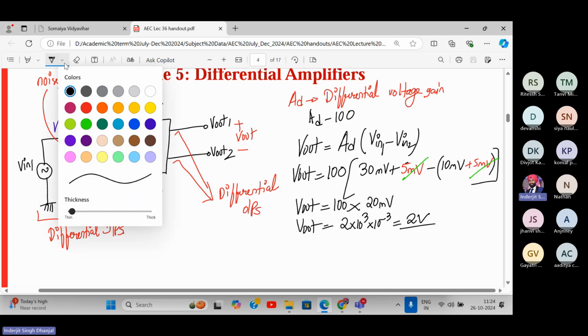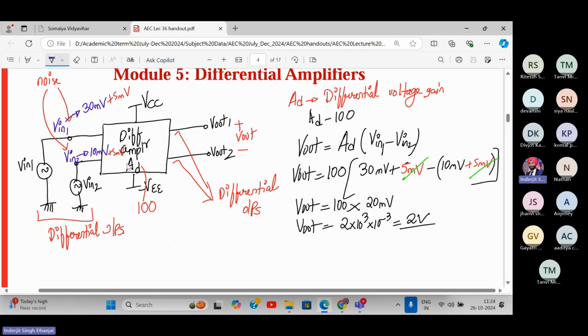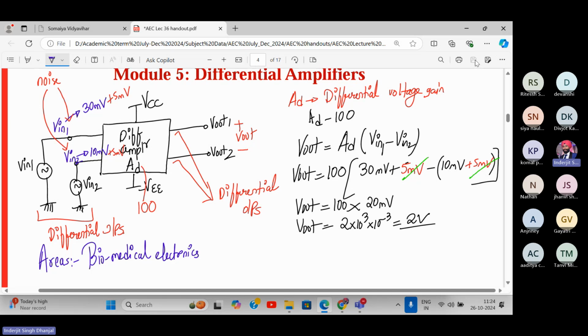And basically, the biggest application of the differential amplifier, or the area in which it works, is biomedical or bioelectronics, or we can call it biomedical electronics, where we are dealing with various biosignals such as ECG signal, then EEG signal. So these are the examples where we use a differential amplifier.